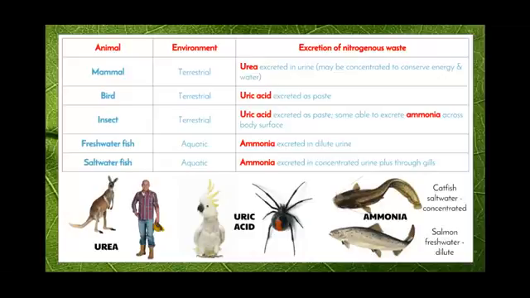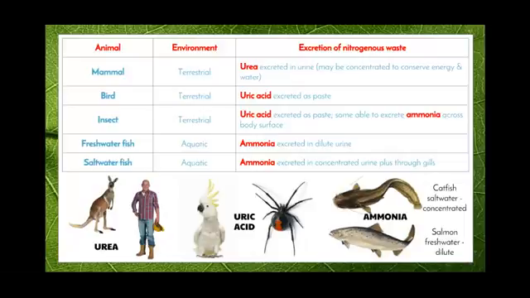So we've already had a look at this table, which summarizes nicely the different animals, the type of environment that they live in, and the type of nitrogenous waste that they excrete. Our mammals, birds, and insects are all terrestrial organisms, but you'll see that mammals are the only ones that excrete urea. Birds and insects both excrete uric acid, birds excreting it as a paste, same as the insects. We'll have a look a little bit later at a way that insects conserve water.